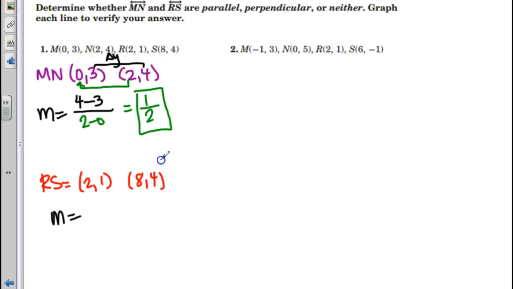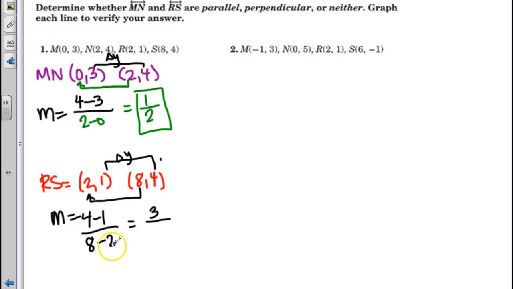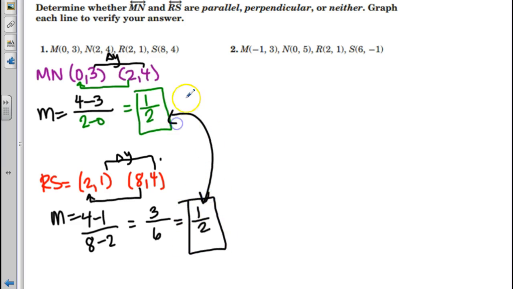So slope for RS, change in Y: 4 minus 1 over change in X, 8 minus 2. 4 minus 1 is 3, and 8 minus 2 is 6. So my slope reduced is 1/2. Same slope. Lines are parallel.